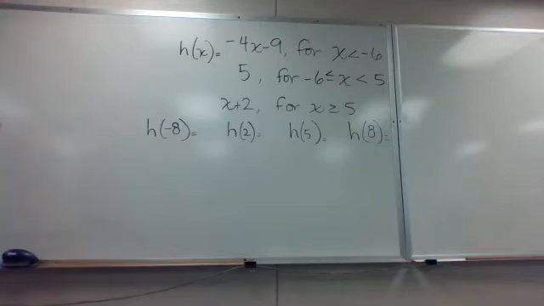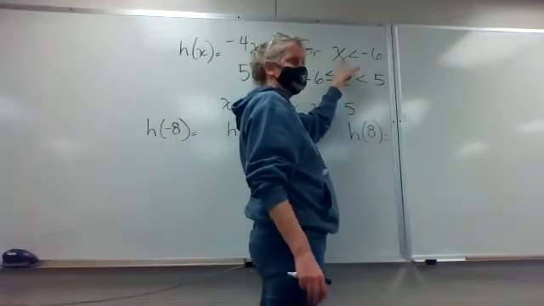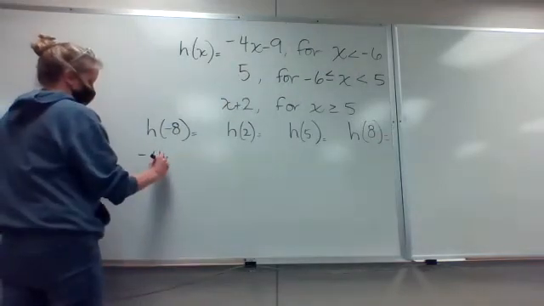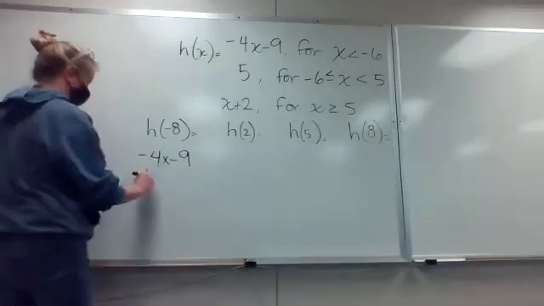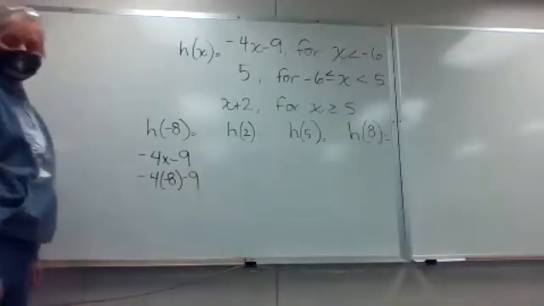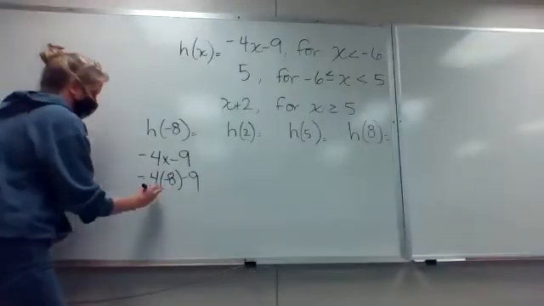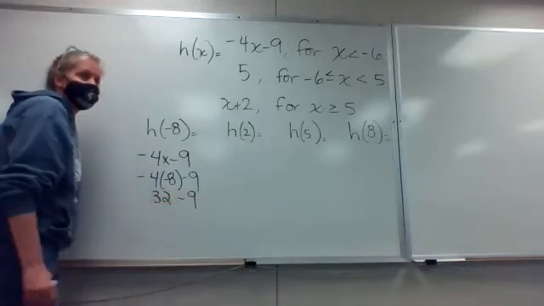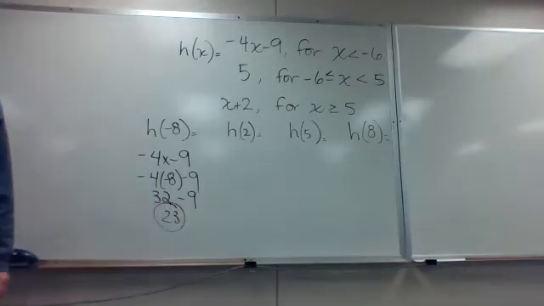Negative 8. Which piece does it come in? Is negative 8 less than negative 6? Yeah. So it goes in negative 4x minus 9. Replace the x with negative 8. That's 23. Right, because what's this? That's positive, right, 32 minus 9, which gives me 23.